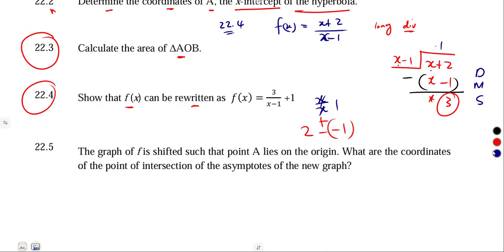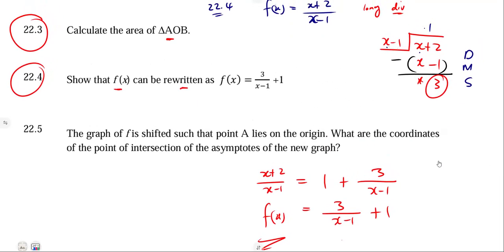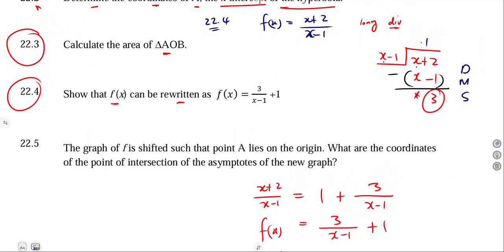So this is our remainder, meaning this whole expression that we are given, x plus 2 over x minus 1, can be written as: when we divide, we got a 1 with a remainder of positive 3. So that's positive 3 over our denominator, x minus 1. So that's 3 over x minus 1, plus 1. Exactly what we are given here. So f of x can actually be written in that form. This is from your long division concept. Just like that, you can have your f of x.